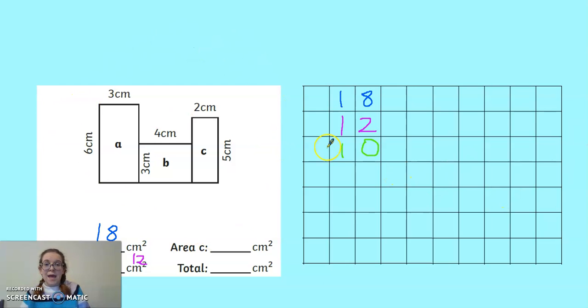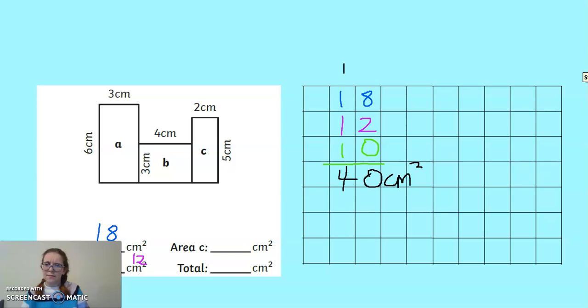So 18 plus 12 plus 10. Let's change that colour one more time. 8 plus 2 plus 0. Well, that's going to be 10. So I'm going to put my 0 in here. I'm going to carry my 1 over. I'm going to exchange my 1 over into the tens column. So I've got 10 plus 10 plus 10 plus my 10 from earlier, and that's going to be 40. So the area of the whole shape is 40 centimetres squared, and I've got to remember to put in that centimetres squared section there.